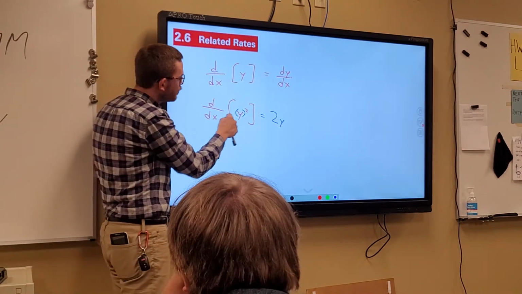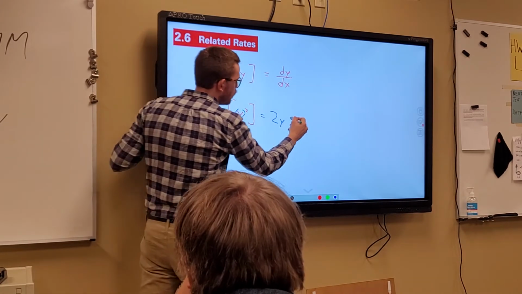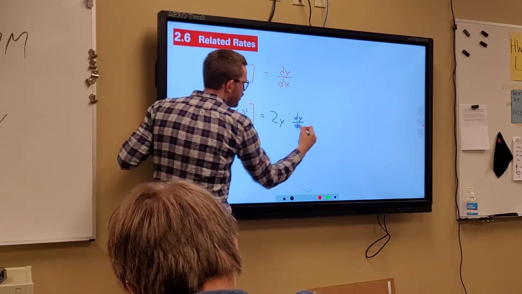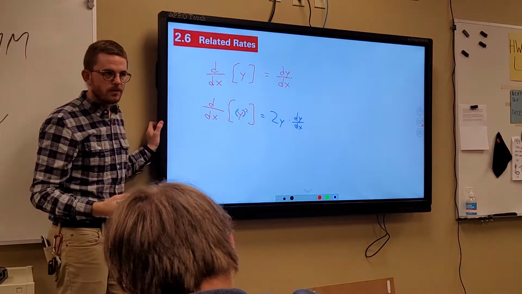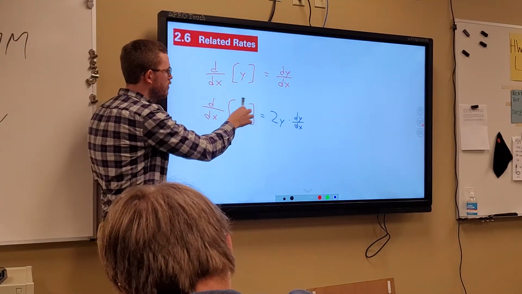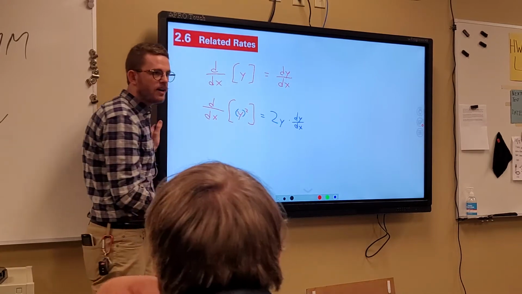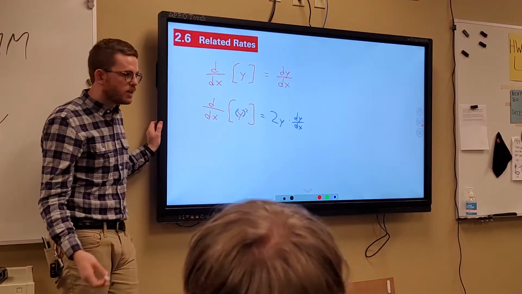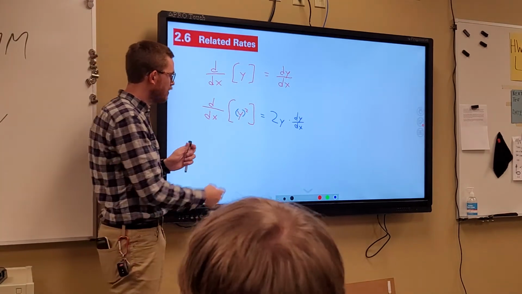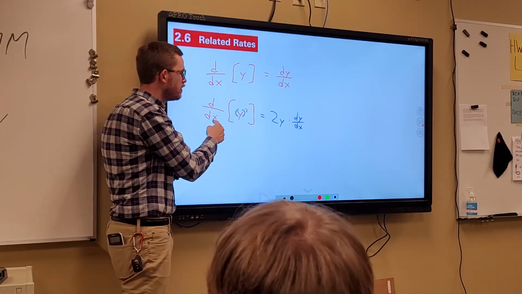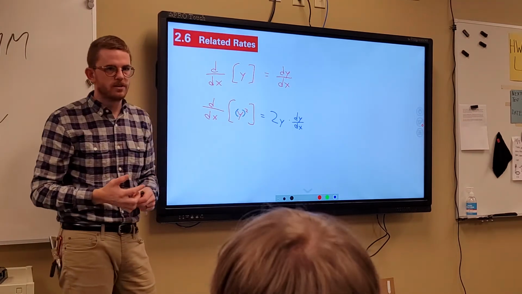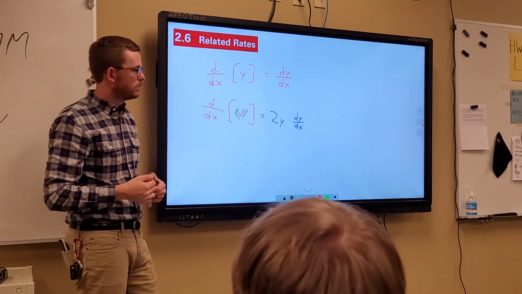But because the variables don't agree, we're then applying our chain rule and taking the derivative of the inside. So we took the derivative of the outside, we left the inside the same, and we multiplied by the derivative of the inside. Of course, the inside is y, and we're taking the derivative with respect to x, and that's where we get our dy over dx.